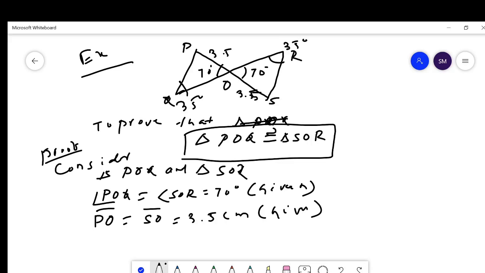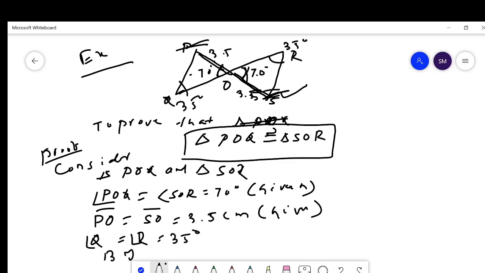For the angle side angle property, another condition is required. Here this angle is equal to this angle and this side is equal to this side, then we need angle P and angle S. If these two angles are equal, then we can say by the angle side angle property that these two triangles are congruent. Here angle Q is equal to angle R is equal to 35 degrees.